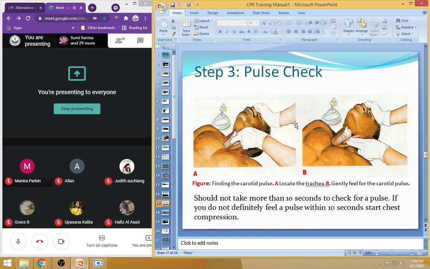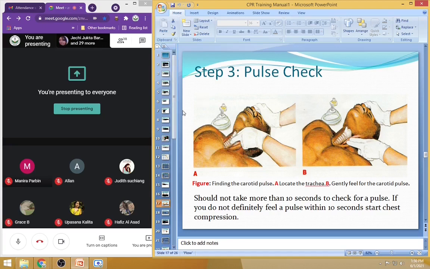Then how will you check for the pulse? We have taught you how to check for the pulse. There are different areas where we check the pulse, right? For CPR, the easiest way is to check the carotid pulse. Locate the trachea, as I have already told you in the class, then gently feel the carotid pulse. It should not take more than 10 seconds to check for a pulse. If you do not definitely feel a pulse within 10 seconds, then you have to start chest compression.